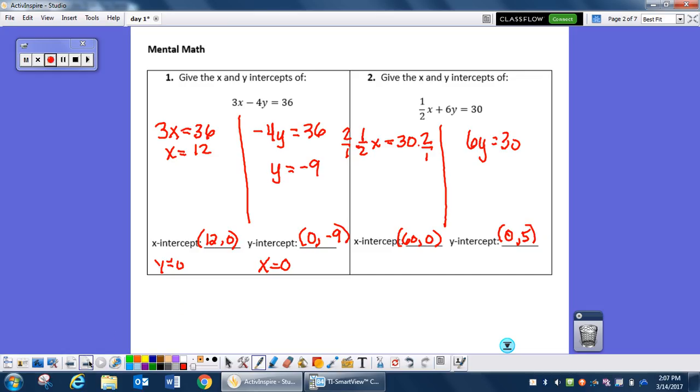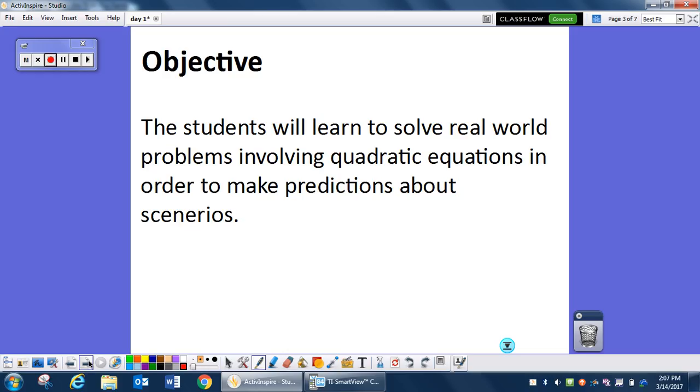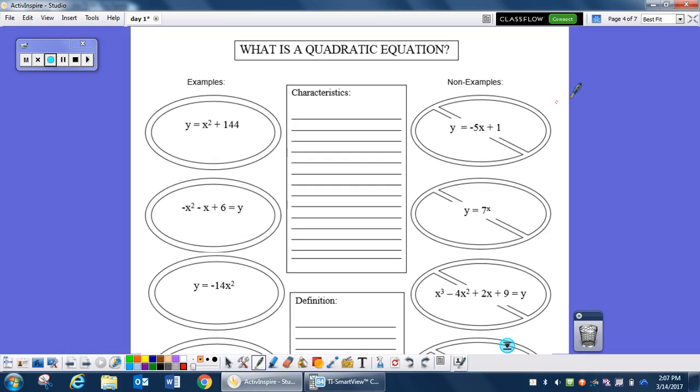Okay? Your objective today is the students will learn to solve real-world problems involving quadratic equations in order to make predictions about scenarios. So before we start this, I just want to go over some basics of what is a quadratic. So you can see on the left of your paper you have all the quadratics. Hopefully you know by now that it is a quadratic because of the x squared. Okay, so the highest degree is the x squared.